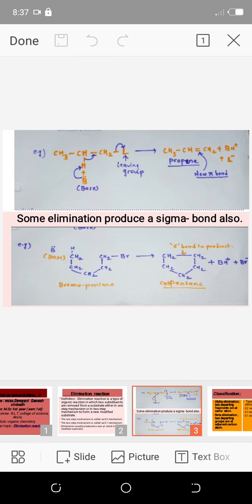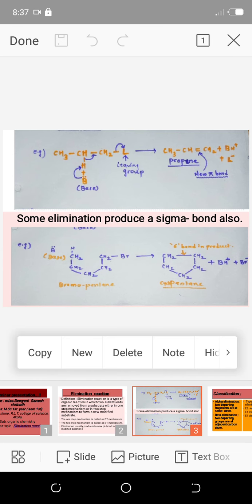See, the base involved in the elimination reaction may be a nucleophile. It may be a halogen or OH negative, OR negative, NH2 negative or N3 negative, etc.